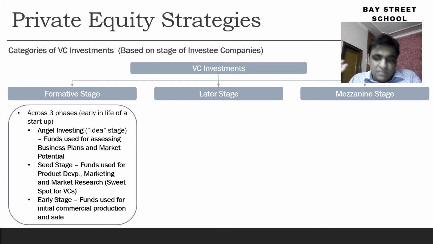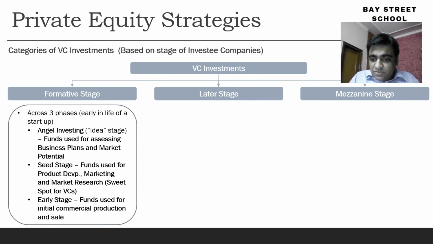Formative stage itself is divided into three stages. It could be angel investing. Angels are early stage investors, very early stage, idea stage investors. At this time, even the plan is just getting formalized, the business plan. So this money is used to assess the business plan, to test the business plan, and also to see whether there is a market potential for the plan. Are there enough customers for this product? Are there enough customers for this service? Is this going to take off? Are there comparables? All this needs to be assessed at this stage. So on the angel investing side, the funds are generally used to evaluate the business.